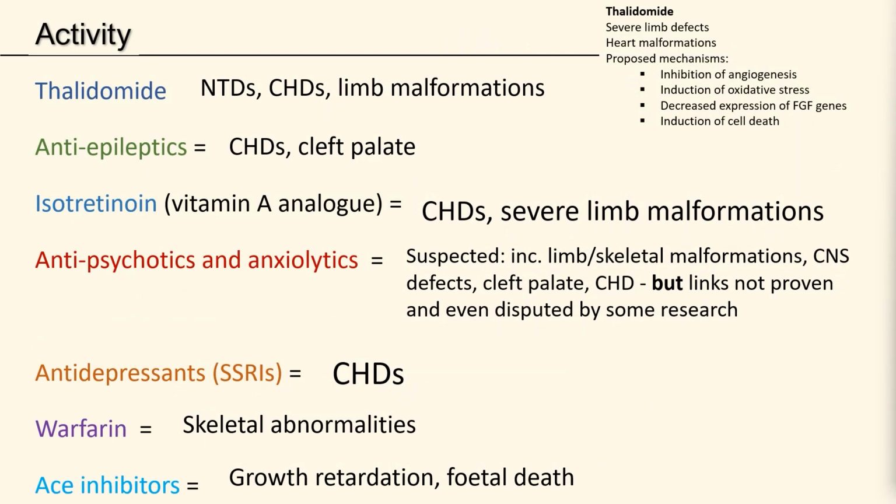So we probably know the most about thalidomide. This can cause neural tube defects and congenital heart defects, and most famously, the limb malformations. Note thalidomide was previously prescribed to combat morning sickness, but it was found to induce congenital malformations in those pregnancies. Its mechanism of action is believed to be the inhibition of angiogenesis and the induction of oxidative stress, which will eventually trigger premature cell death.